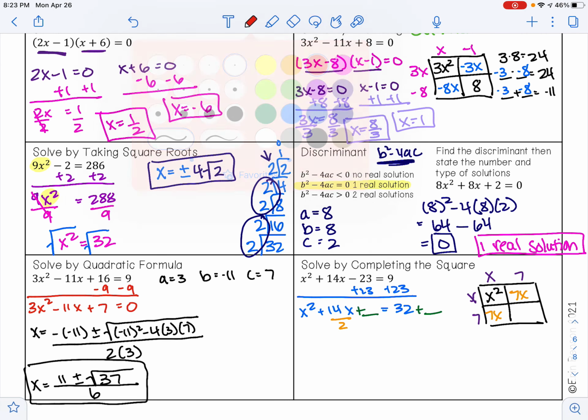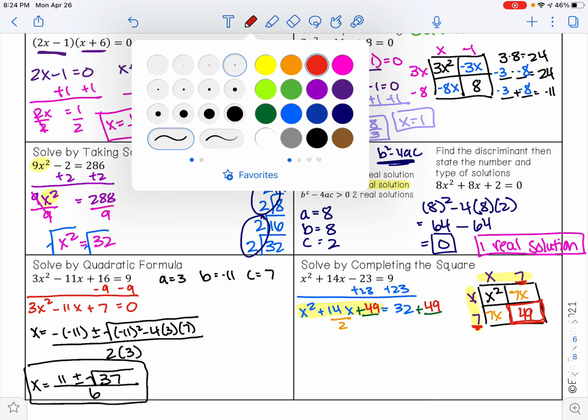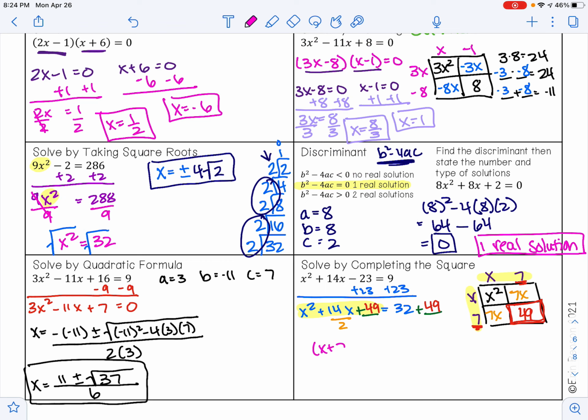The number that will complete this square is 49, because 7 times 7 is 49. So 49 is the number that completes the square. We just factored x squared plus 14x plus 49. And when we factored it, we got x plus 7 times x plus 7, which is the same thing as writing x plus 7 squared. 32 plus 49 is 81.